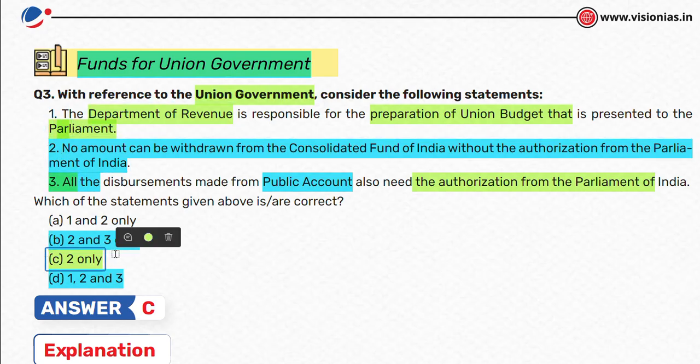As per logic, even if you don't know, you can come to 50-50. You will be able to eliminate two options and you will be left with two options. So there will be a 50% chance for you to solve this question. Okay, so settle with C.